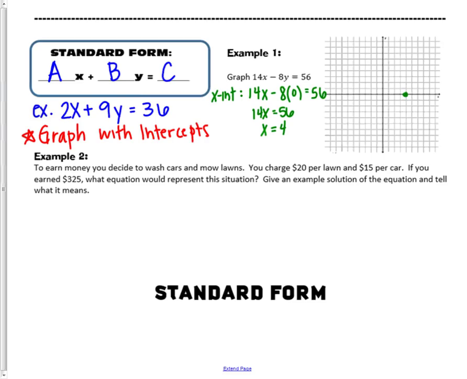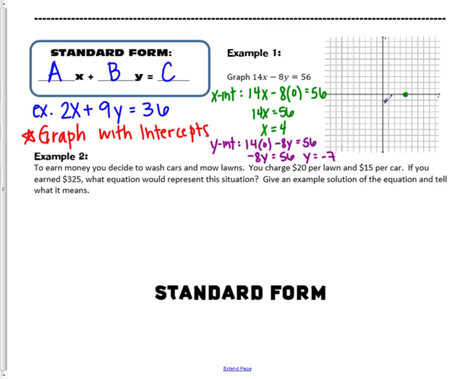Okay. To find our y-intercept, we're going to do the opposite. We're going to plug in 0 for x. So 14 times 0 minus 8y equals 56. The 14 times 0 goes away, and we only have negative 8y equals 56, which means y equals negative 7. That would be our y-intercept.